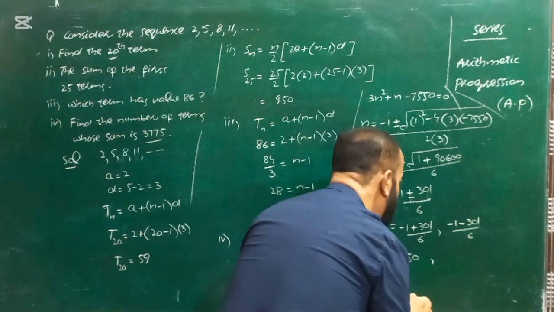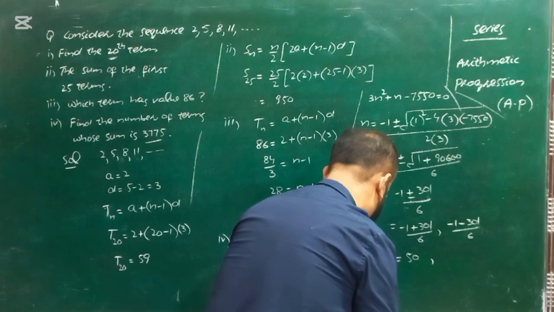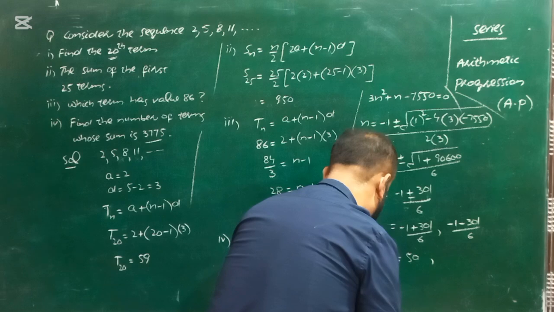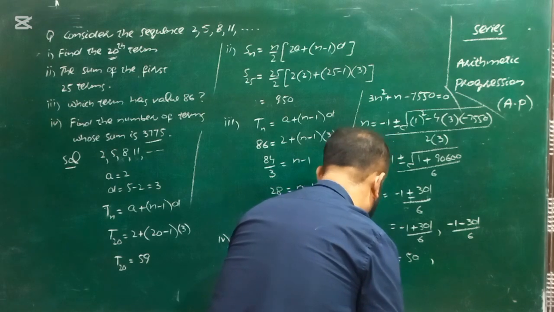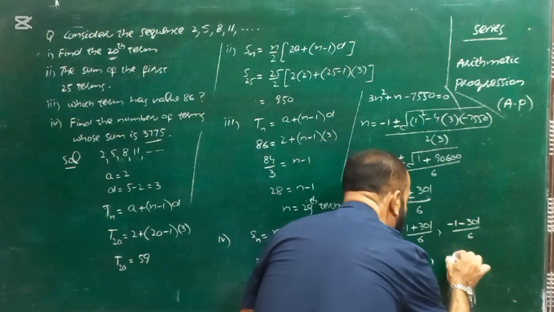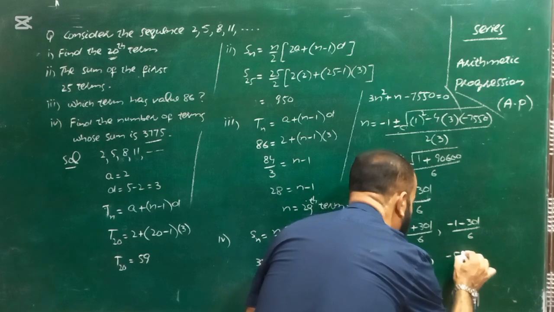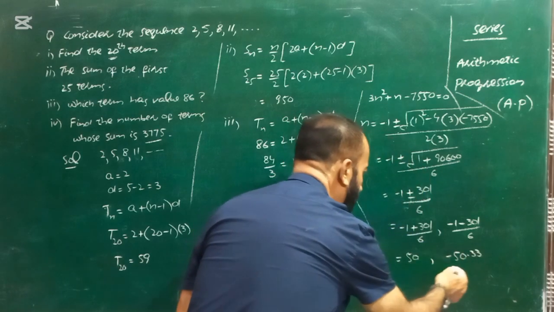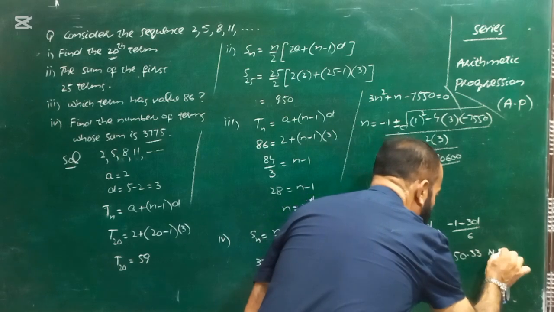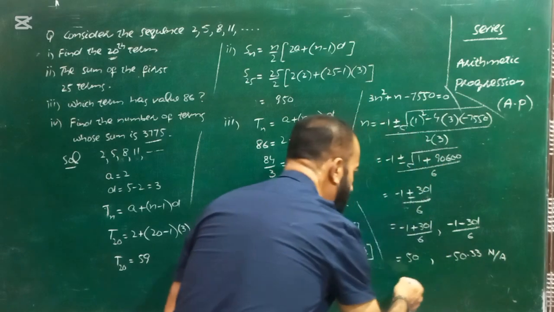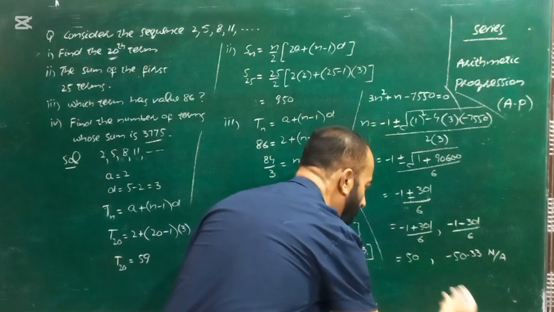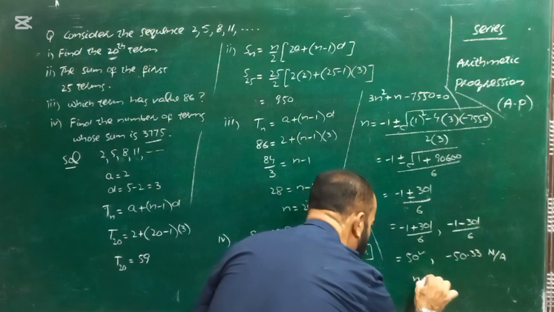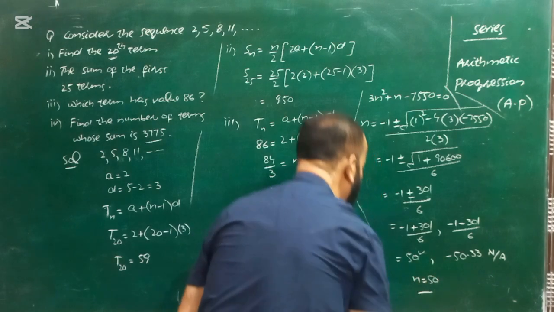And from here minus 302 divided by 6, 50.5, 50.33. So because this is negative, this is not applicable because number of terms will be positive. At least there will be at least one term. So this is the answer, n is equal to 50.